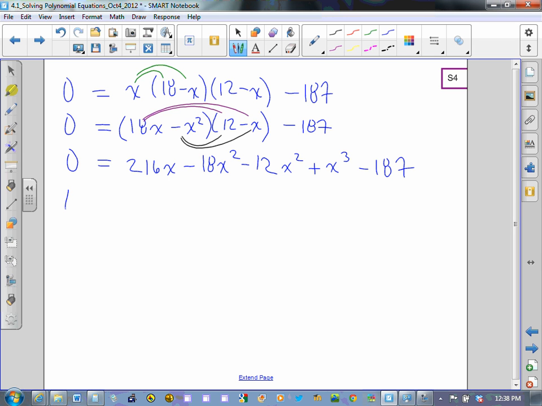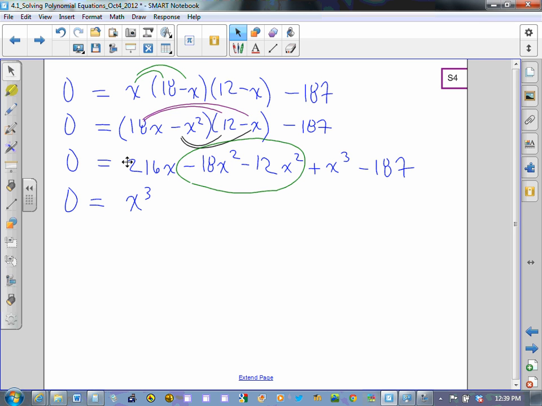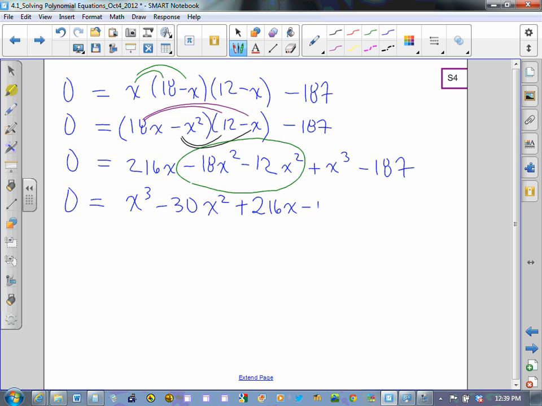Gathering our like terms and putting the terms in descending order of degree will bring the x cubed out first. We'll then combine our squared terms together, so these two, for a total of negative 30x squared plus the 216x minus 187.